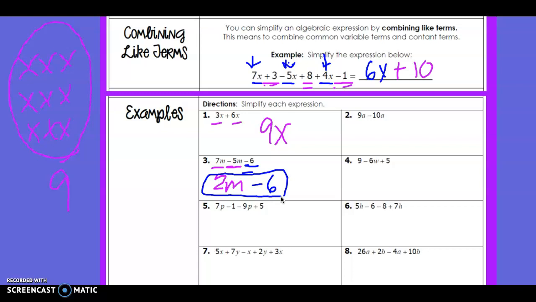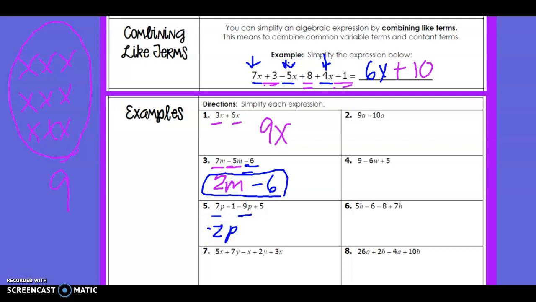I see p's and I see numbers. So my like terms that I can combine are the 7p and this is a negative 9p. Notice how I included that negative sign in front of the 9. When I add a 7 and a negative 9, that gives me a negative 2p.